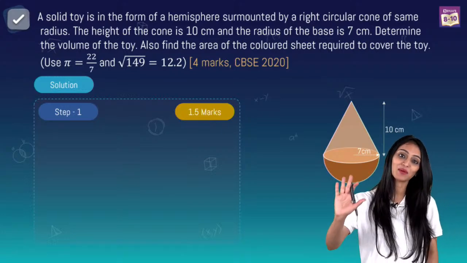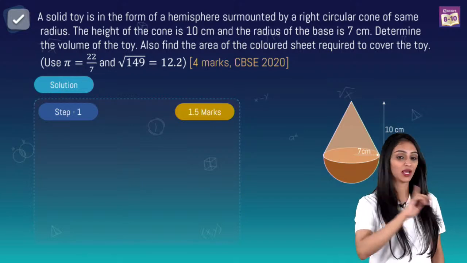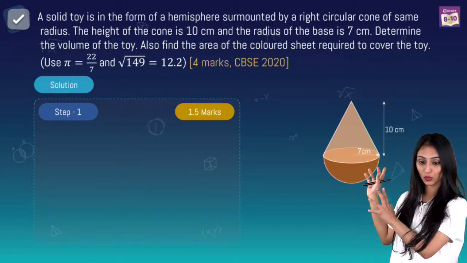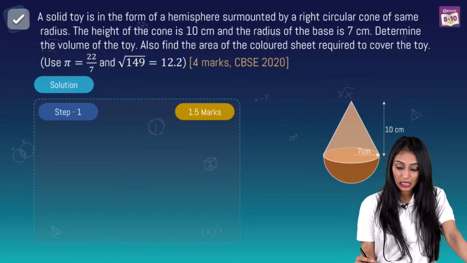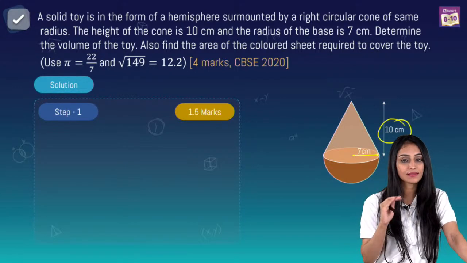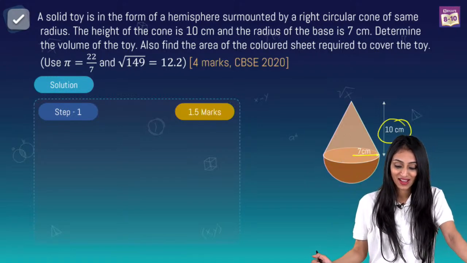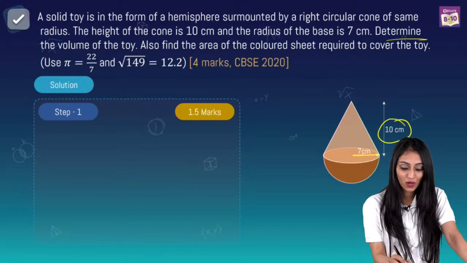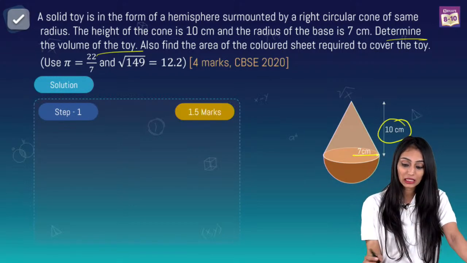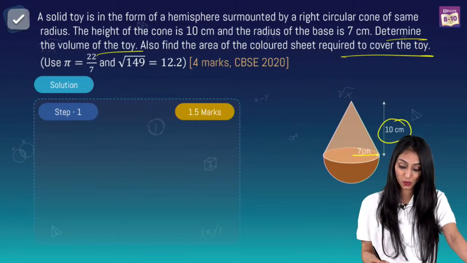Okay, let me tell you in Hindi also. So here you have a cone and a hemisphere. There are both a cone and a hemisphere, right? And the height of the cone is given and the radius, both have a common radius, that is 7 centimeter. Now everybody is saying A. Okay, so we have to first determine the volume of the toy, and the colored sheet required to cover the toy. So we have to find out the area of the colored sheet also, right?